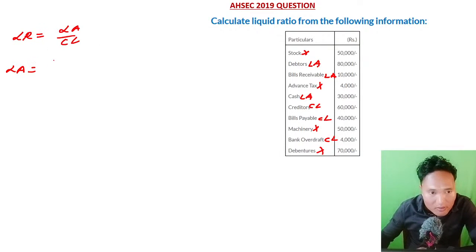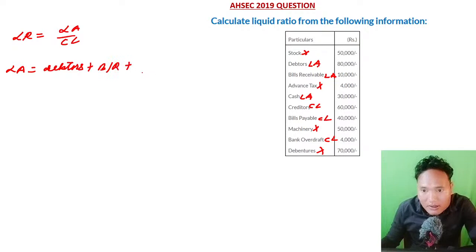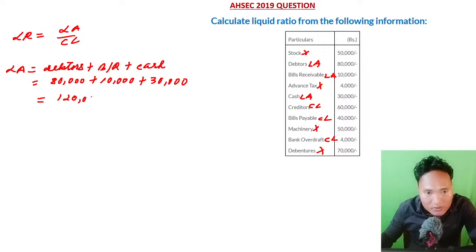So let us write all the items that are included in liquid asset. First we have debtors, second we have bills receivable, third we have cash. Okay, that's all for liquid asset. Now let us put all the values. Debtors 80,000, bills receivable 10,000, cash 30,000. We get 80, 90 and 120. The value of liquid asset is 1,20,000.